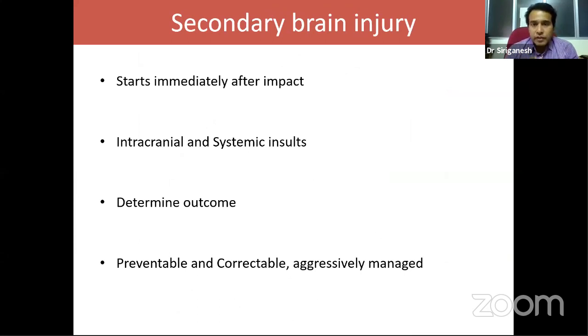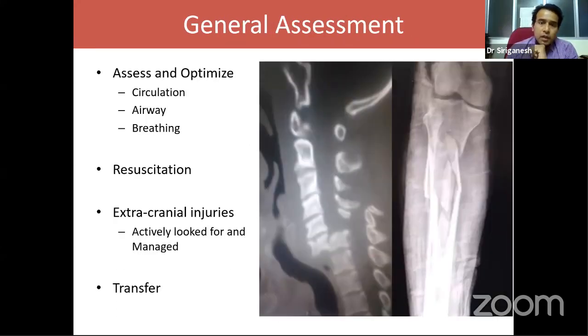So we are done with the primary injury. The secondary injuries start immediately from the time of impact. And most often they are a consequence of either intracranial or systemic or both insults. And these secondary brain injuries also determine the outcome. The insults that lead to secondary brain injury are largely preventable and correctable, and therefore should be aggressively identified and managed. Coming to the general assessment of patient with traumatic brain injury, the assessment and resuscitation should go simultaneously.